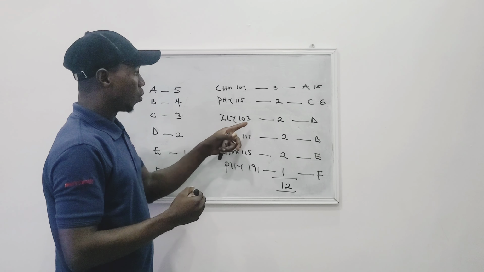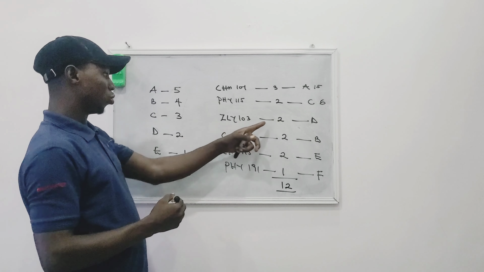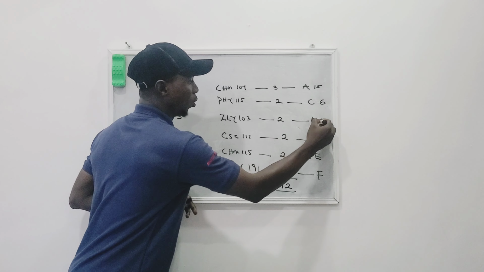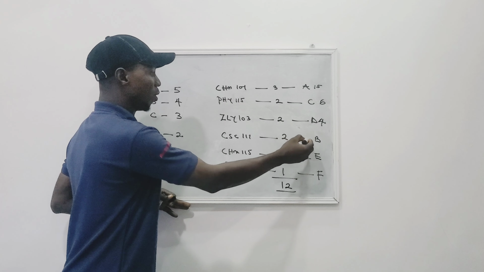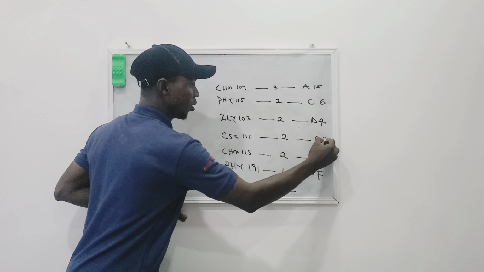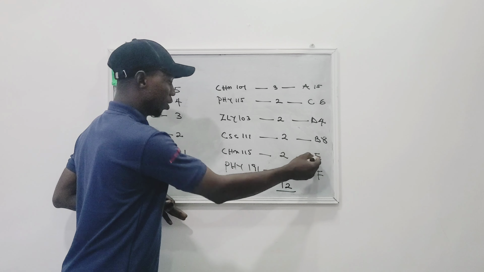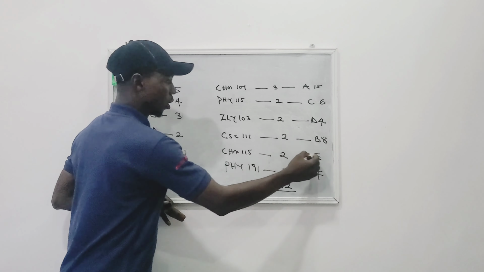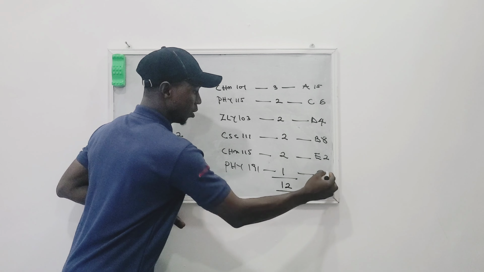For SLI 103, which is a 2 unit course, you have D. Grade D is just 2. 2 times 2 is 4. For CS 111, that is a 2 unit course, you have grade B. Grade B is 4 points. 2 times 4 is 8. For Chem 115, that is a 2 unit course, you have E. Grade E is just 1. 2 times 1 is 2. And F, 1 times 0 is 0.